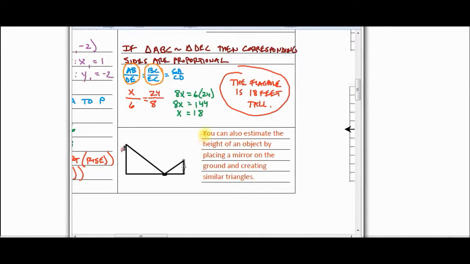So let's take a look at my text if you write this down. You can also estimate the height of an object by placing a mirror on the ground and creating similar triangles. So take a look at what's happening here. Here's our flagpole again. Okay? And then we have me standing here a little distance away from the flagpole, and we're going to put a mirror right here on the ground.